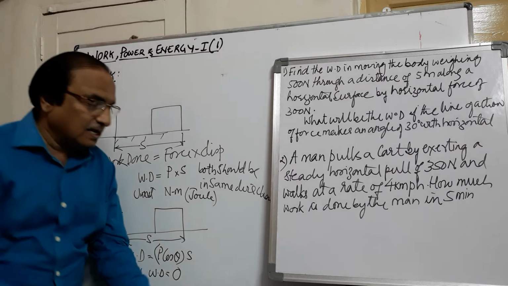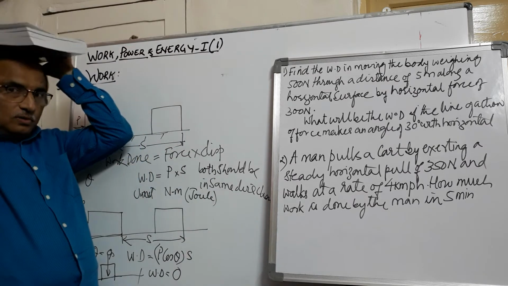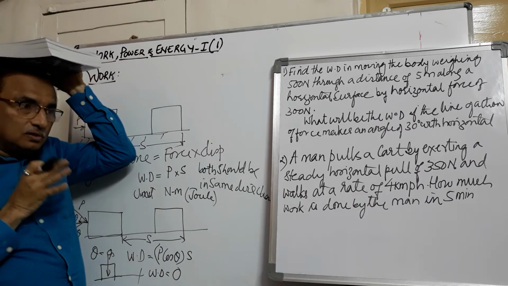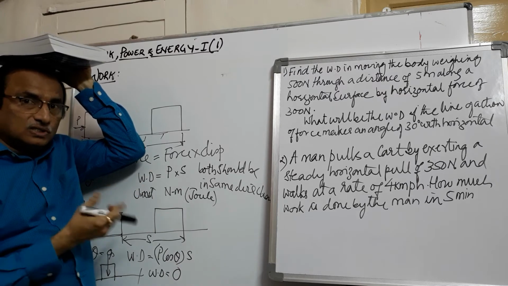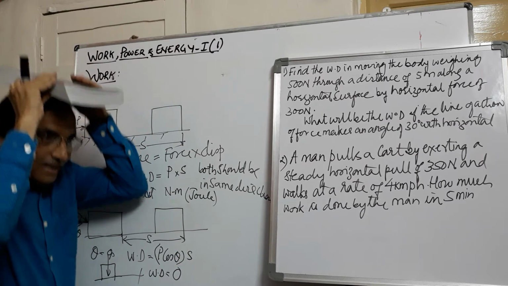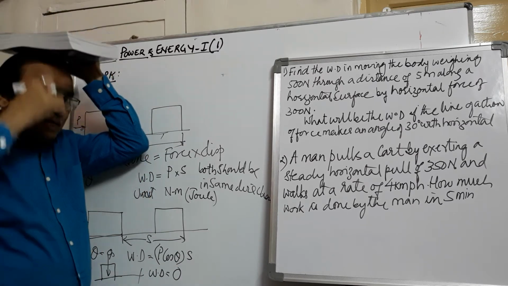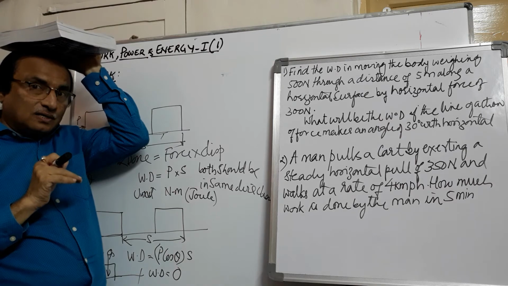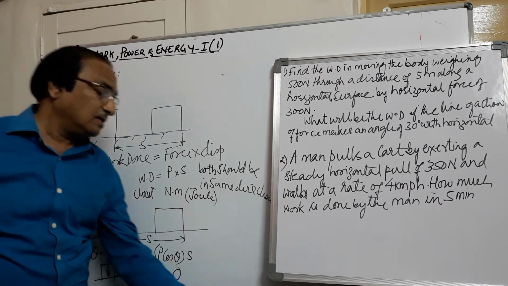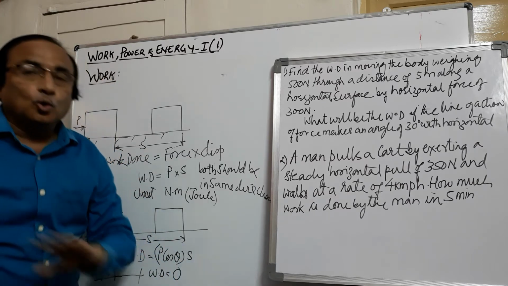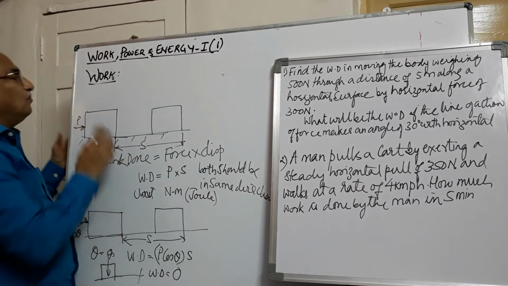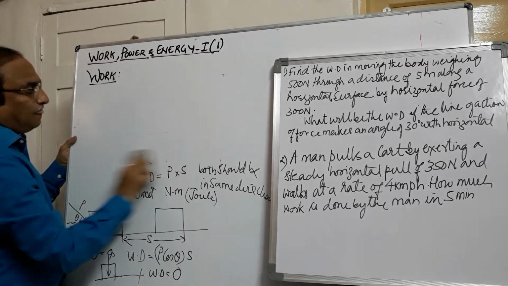For example, if I take a weight and keep it on my head, and walk for 1 kilometer, the weight is acting down and the displacement is horizontal, perpendicular to each other. I am not doing any work here. But if I move just up and down, so the load will be moving up and down, then we are doing the work. So whenever the force is acting perpendicular to the surface, no work is done by the force. So always the force should be in the direction of the displacement.